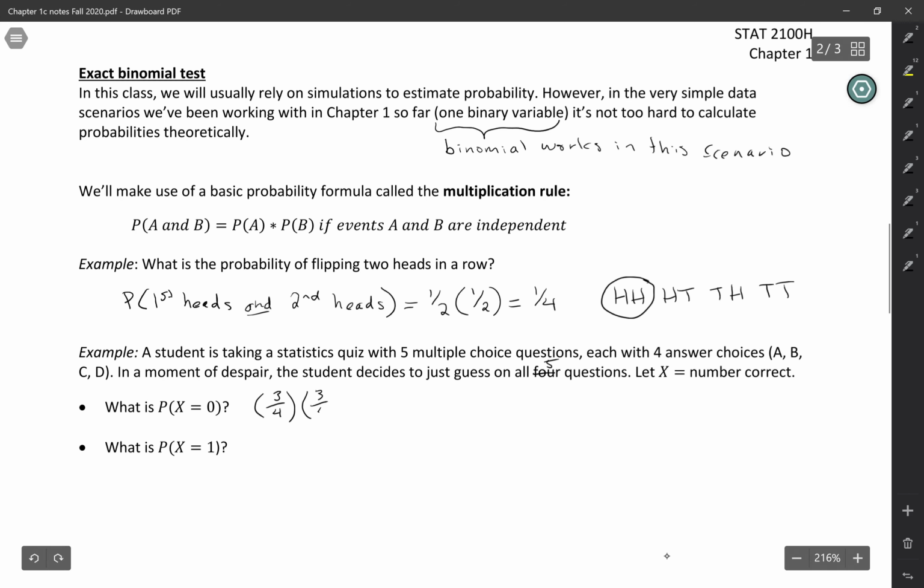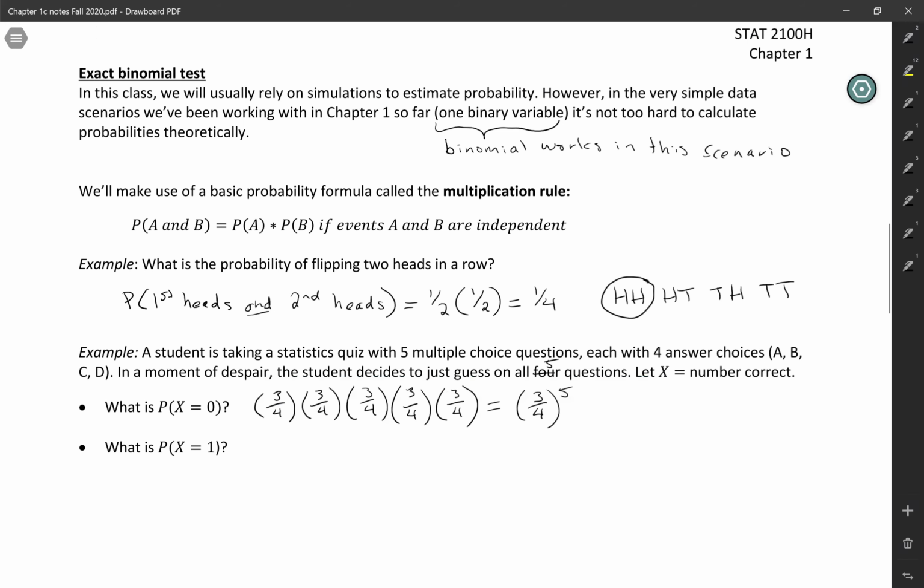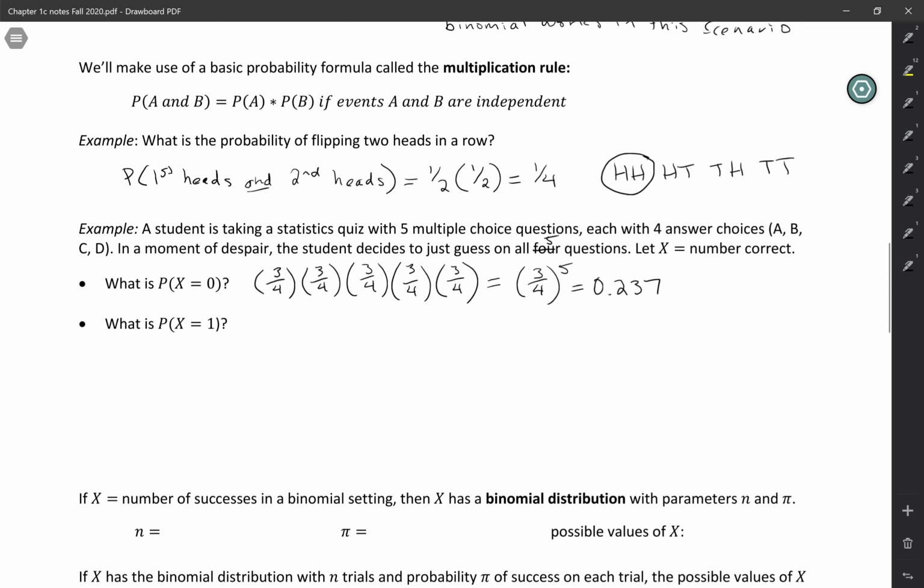And then it's going to be the same for the second question, and the third, and the fourth, and the fifth. We're just multiplying these all together because if they're just guessing anyway, then these are independent events. And so we multiply them together to find the probability of getting none of the answers correct. So we're getting the answer wrong 5 times in a row, and 3/4 raised to the 5th power turns out to be 0.237.